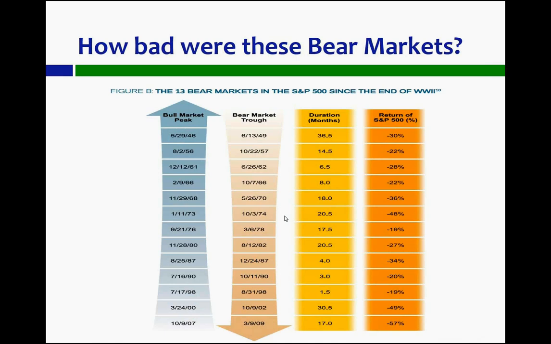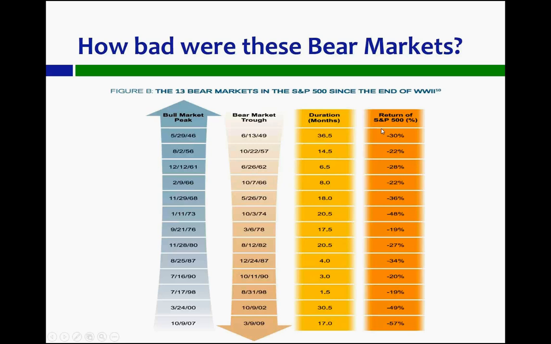And here's a snapshot of how bad these bear markets actually were. You can see that of the 13 bear markets in the S&P 500 since the end of World War II, we can see how long they actually were. In 1946, the duration of the bear market was 36 months, or about 3 years. Other bear markets have lasted anywhere from 4 months, 3 months, 20 months, and they've recovered. They all have recovered. And I think that's the other thing that you need to take from this. Each one of these bear markets has actually recovered, and they typically recover within 3 years or less.